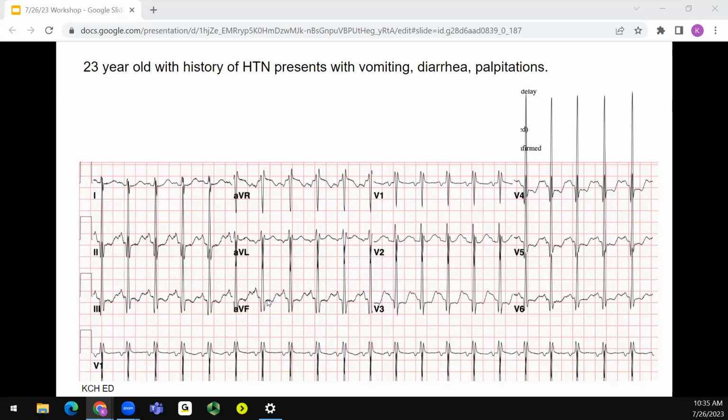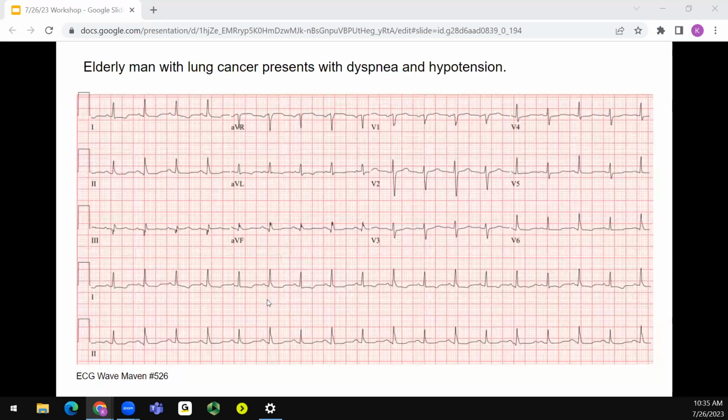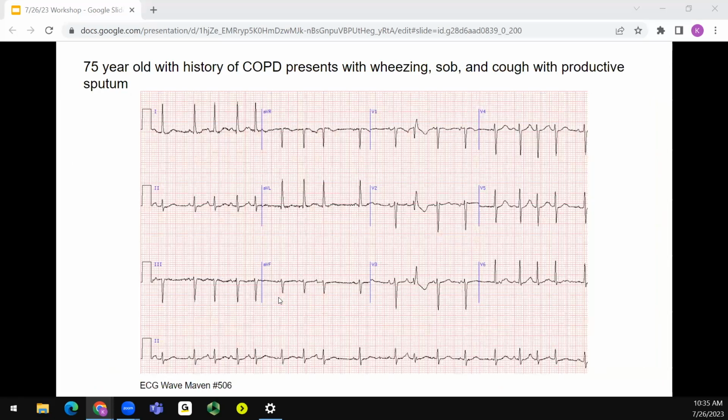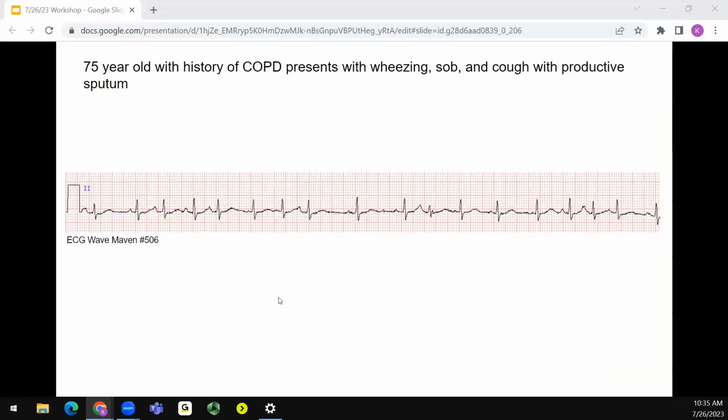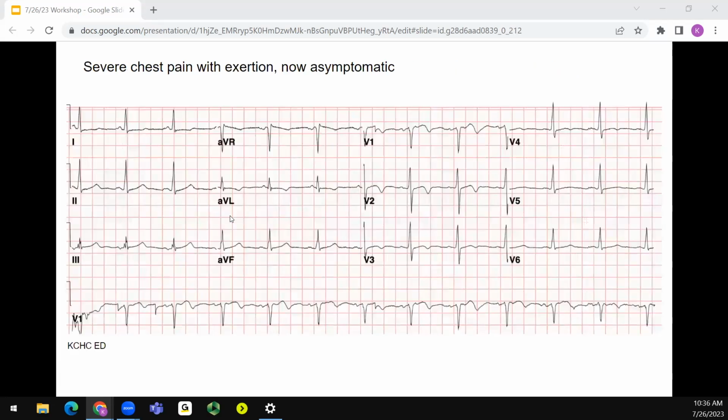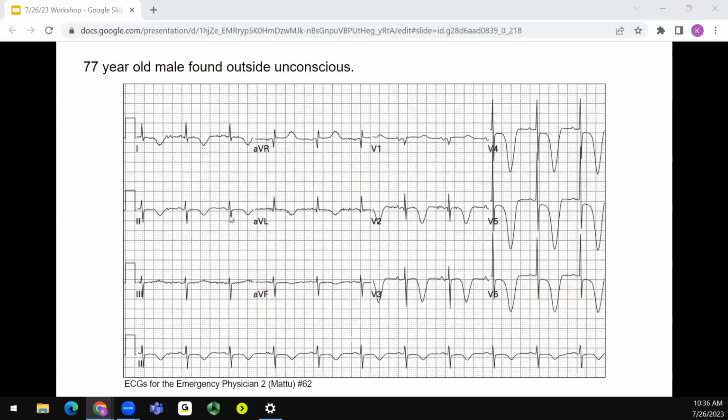All right, I think I'm going to skip through some. I'm going to skip through this one. This is actually a great example of MAT. You can see the different P wave morphologies here. But for the sake of time, I'm going to skip through some stuff. Let's see. That's boring. All right. 77-year-old male found outside unconscious.